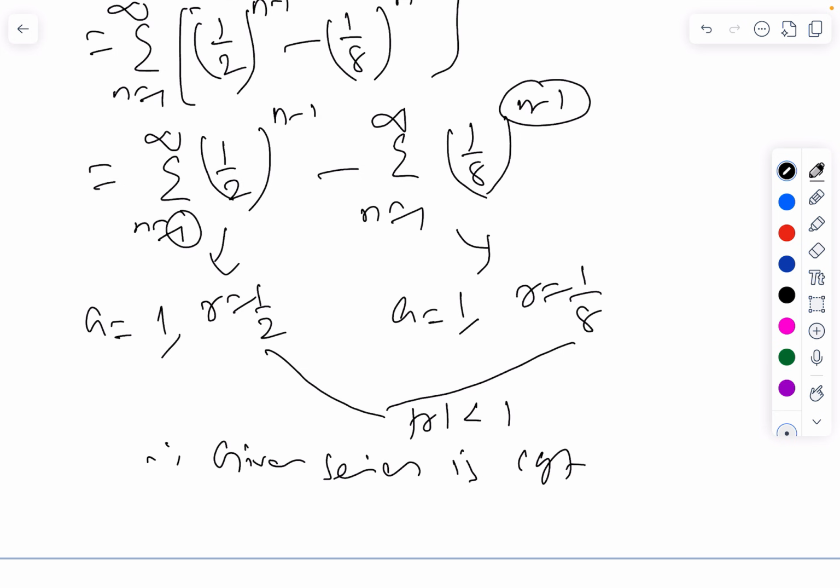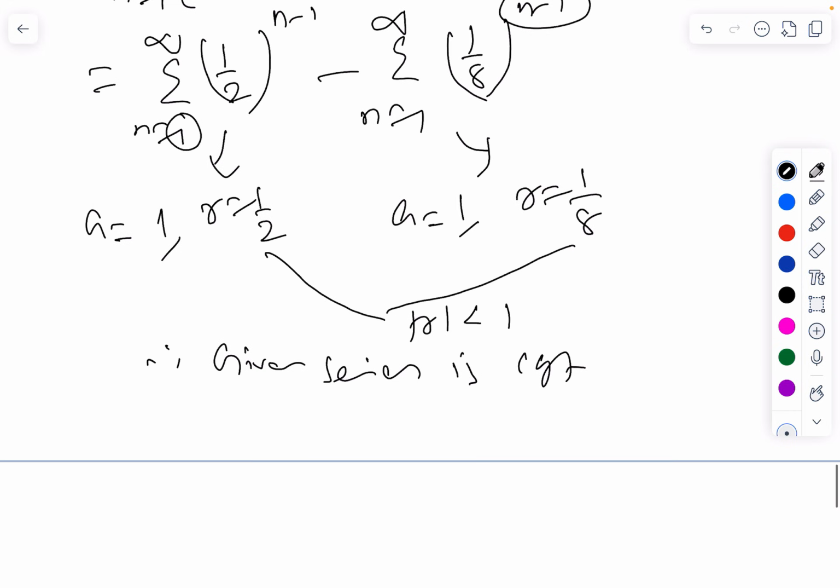If one is less than 1 and the other is greater than 1, then you can say that the given series is divergent. Both should be less than 1. Only then you can say that the series is convergent. So the given series is convergent, and then you can find the sum.